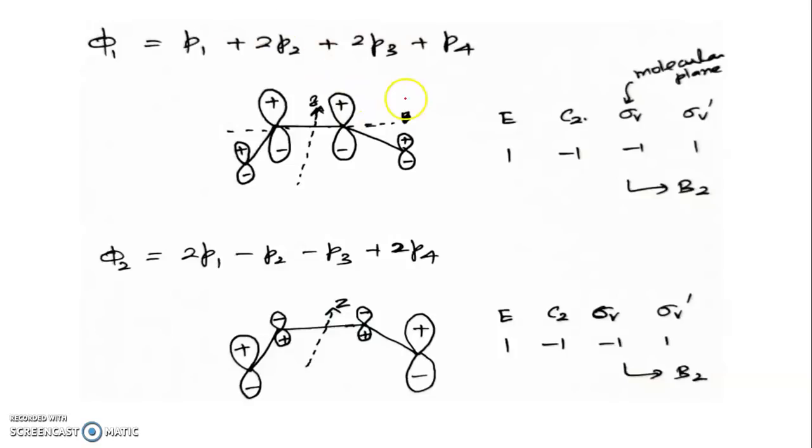Now what is identity operation? Doing nothing, right? If you don't do anything, then all the lobe signs of all the lobes remain as such. So give +1 for identity operation. Then for C2 operation, this is the Z axis, right? And if you rotate the molecule along this axis by 180 degrees, what will happen? This p orbital will go here and this will come here, but the negative sign will go up. Before rotation, here I have positive sign. After rotation, this will come up. So sign changes, so put -1.